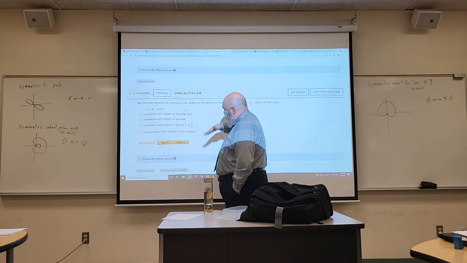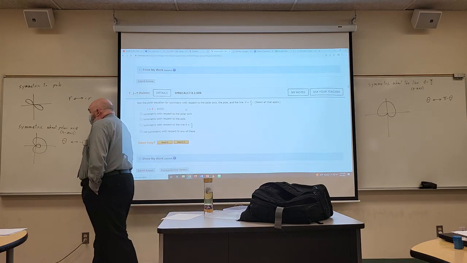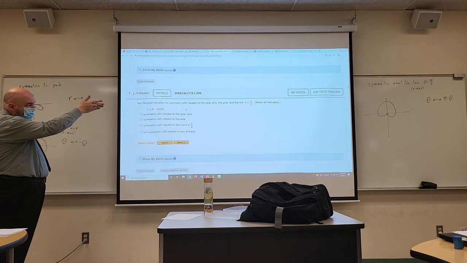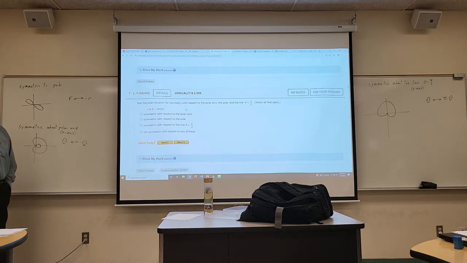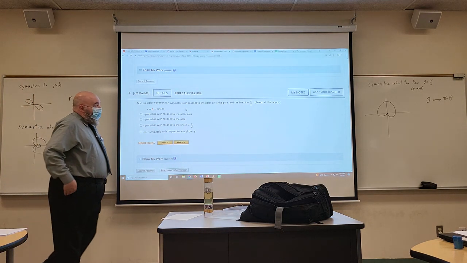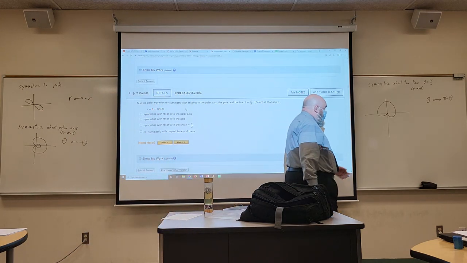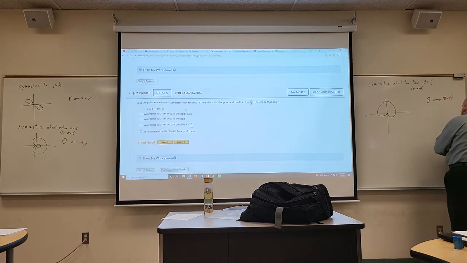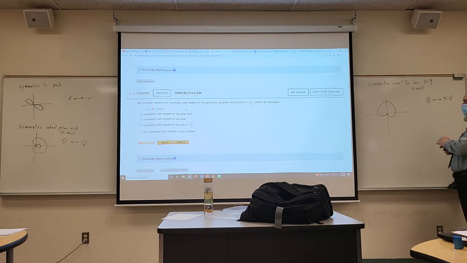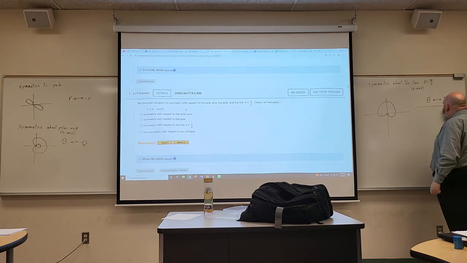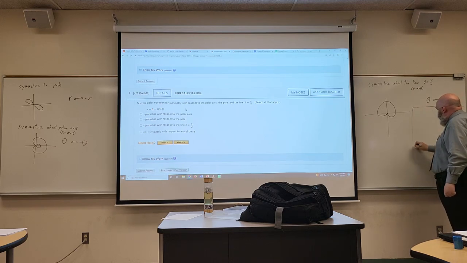Now, it's oriented vertically because of the sine, which means I already know that it's going to be symmetric about the line theta equals pi over 2. Pretty much all of the sine variations are going to be symmetric around the line theta equals pi over 2. But there are a couple of exceptions, in particular things like lemniscates, which are, like I said, a little weird. So if I wanted to test this, since I already have a pretty good guess, I'm going to jump to that one. I'm not going to try any of the others.